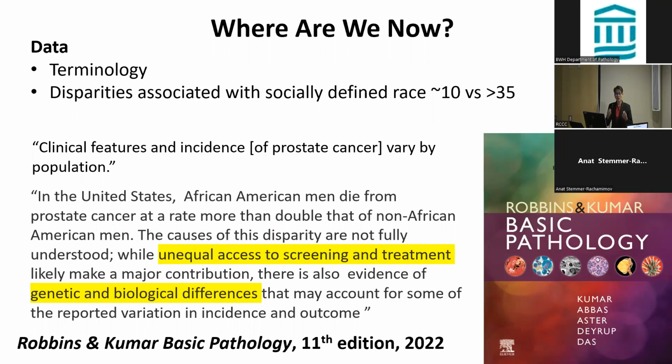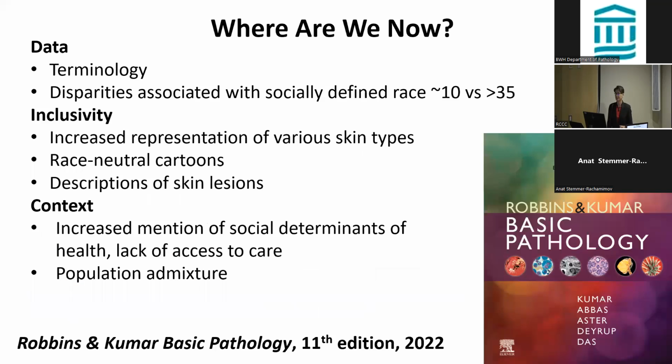But then we see genetic and biological differences. And to me, I'm like, but we say in the disparity section that there are no biological differences between socially defined races. And now we've got this cognitive dissonance. We are saying explicitly there are genetic and biological differences based on socially defined race. And the issue is that studies have shown, right, we're not confused about what this causes. We know studies have shown if you provide equal access to care, survival rates equalize. So we don't need to invoke genetics and biology.